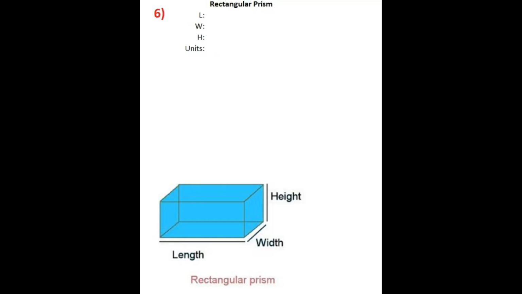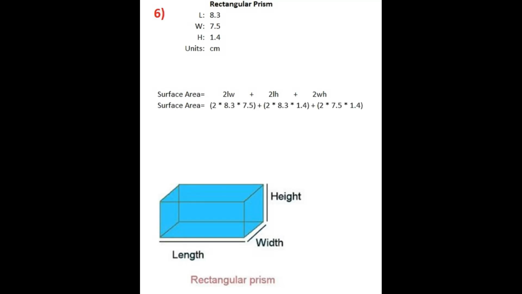All right, with number 6, we're looking at another rectangular prism, and we want to find the surface area. So, we're starting here with our dimensions. 8.3 centimeters is our length, 7.5 centimeters is our width, 1.4 centimeters is our height, and as I've been repeating, centimeters, those are our units. So here's our surface area formula: 2 times length times width plus 2 times length times height plus 2 times width times height will give us our total surface area.